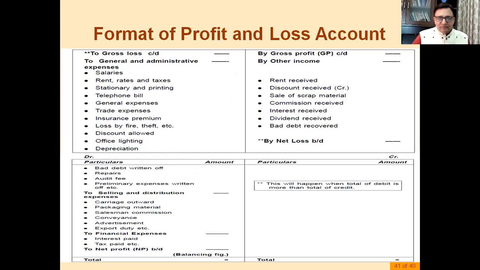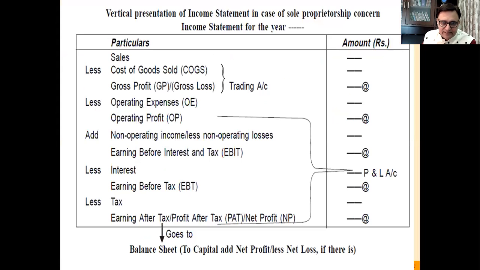And then whatever the gross profit or gross loss is there, that is reflected in the profit and loss account. And all indirect expenses like general and administrative expenses, bad debt, selling and distribution expenses, we will record on the debit side. Whatever the income in the form of gross profit, rent received, discount received, sale of scrap, all these will be there. If there is a profit, then to net profit brought down, and if there is a loss, to net loss brought down will be the final figure.